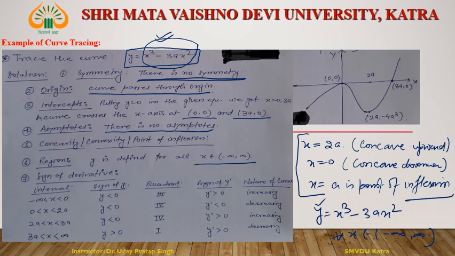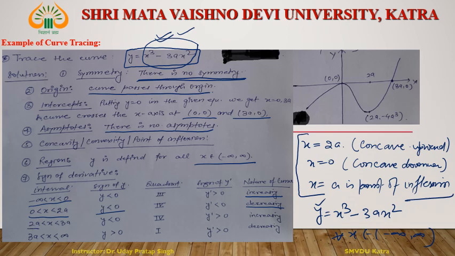The point xy lies in the third quadrant and the first derivative is greater than 0, right? It means it is increasing. Now 0 to 2a is the region. By putting a point from 0 to 2a, we can see that y is less than 0 and it lies in the fourth quadrant, and the sign of the derivative is less than 0, right? It means it is decreasing.